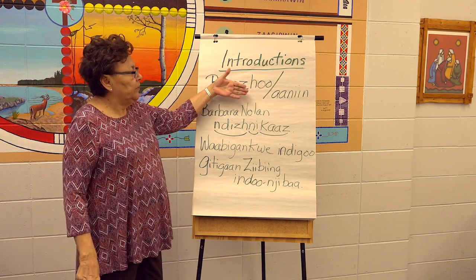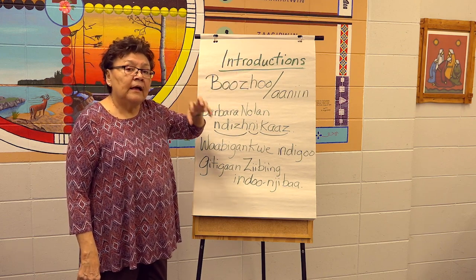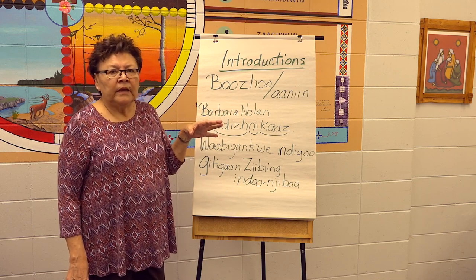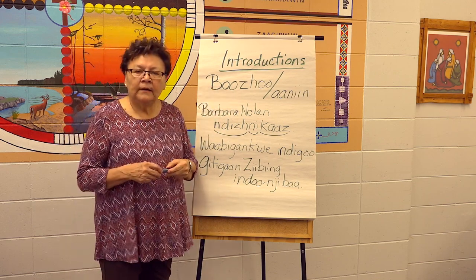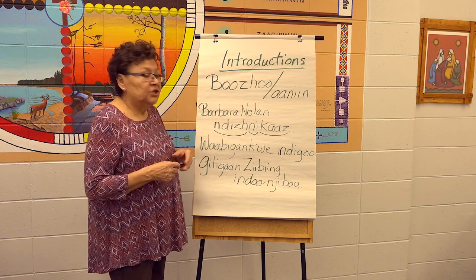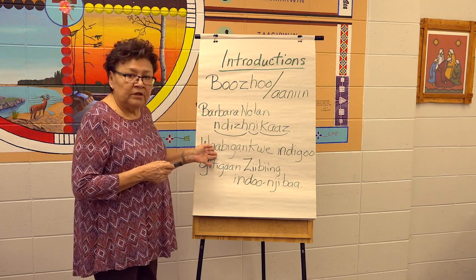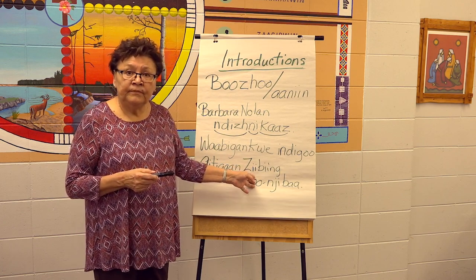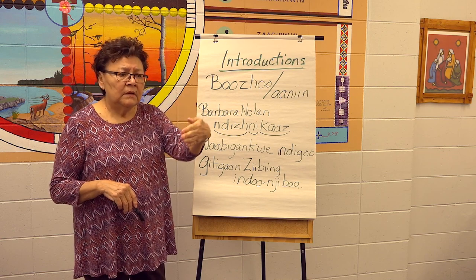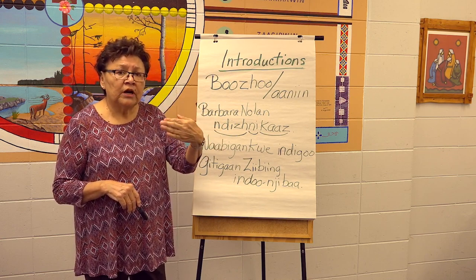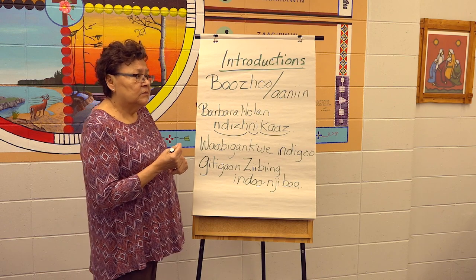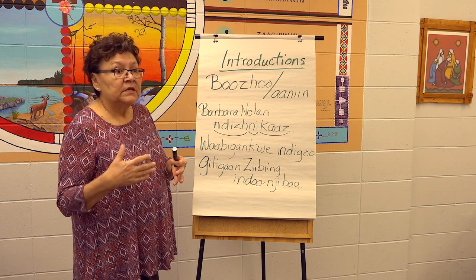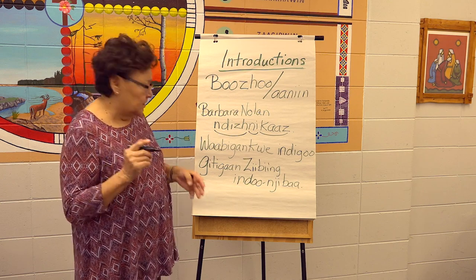So when we are introducing ourselves at a meeting, at a circle, or whatever, okay, you would say, Boozhoo, Anin. Barbara Nolan Dishnikas, Wabagunkwe Ndigo, Kitigan Zibing Ndonjiba. And you can even have one more and say your clan, okay? I find that a lot of people are starting to use their clan names in the introduction. So we'll do this, okay?